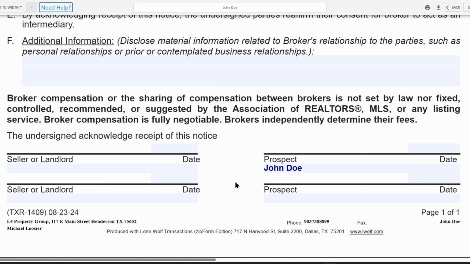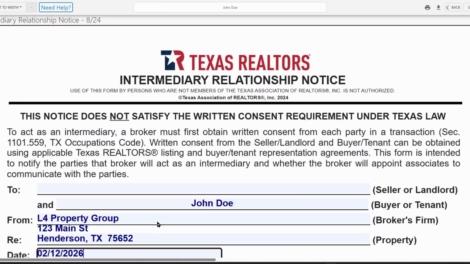So, I hope that answers some questions. If you have more, grab your broker, grab your supervisor, dig into it, and make sure you understand it before you have these conversations with your client and enter into this relationship.